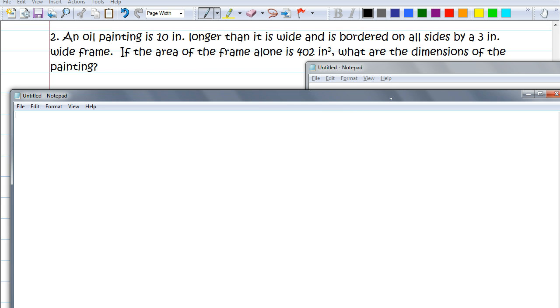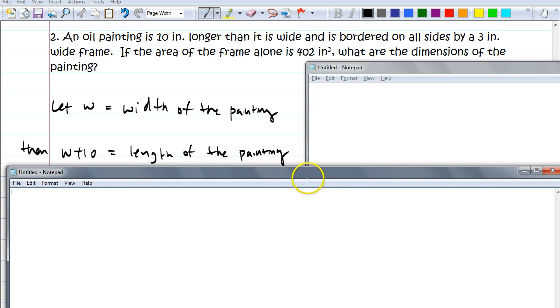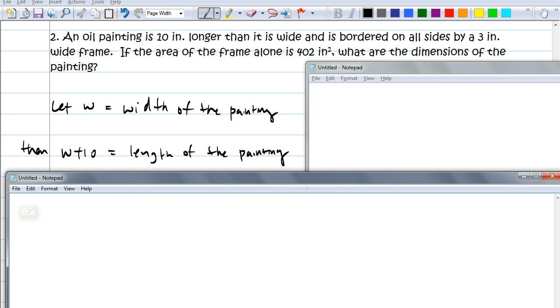So, can somebody tell me what you did for declaring the variables? Raise your hand if you got this. One person? Okay, a little more. Eway, what did you put? W equals width and then W plus 10 is length. Yes. So, of the what, though? These are talking about the width and the length of the painting, right. So, how many people got this right? Raise your hand. Any questions so far? Is this okay?